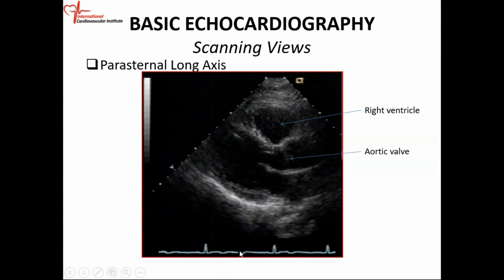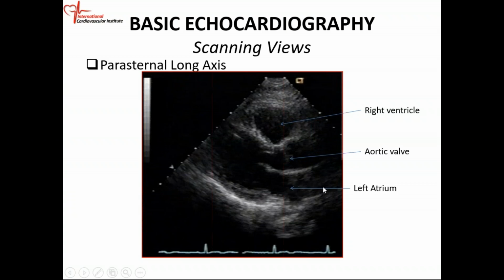So diastole is from the end of the T wave to the beginning of the QRS. Diastole will be from right there to there, and you can see that the marker is in diastole. That's why your mitral valve is open and the aortic valve is closed. Again, your right ventricle, aortic valve.